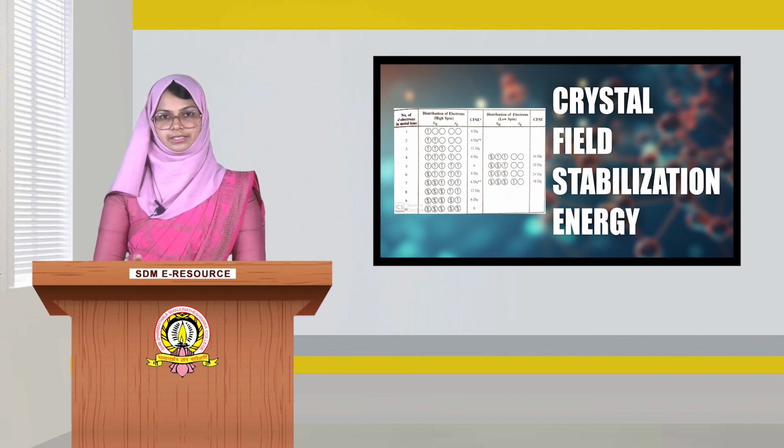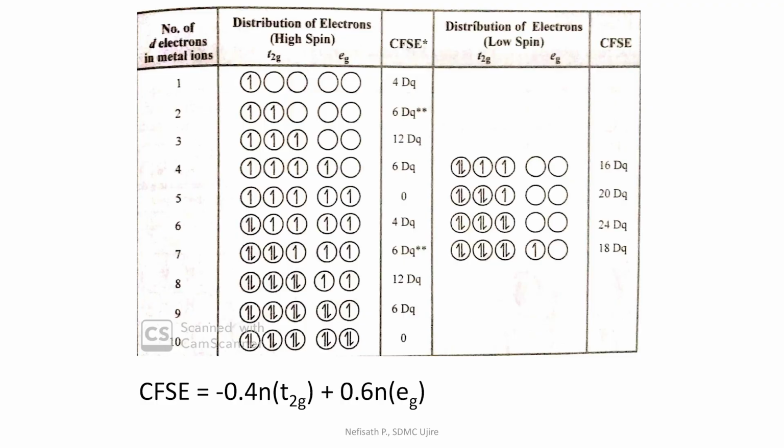Coming to the octahedral complexes, we can calculate the crystal field stabilization energy over here. It can be calculated either in terms of Dq value or in terms of delta O value, and it is equal to minus 0.4 into n of T2g plus 0.6 into n of Eg. Here n of T2g is the number of electrons present in the T2g, and n of Eg refers to the number of electrons present in the Eg orbitals. Finally we get the CFSE, and we can neglect the negative sign here.